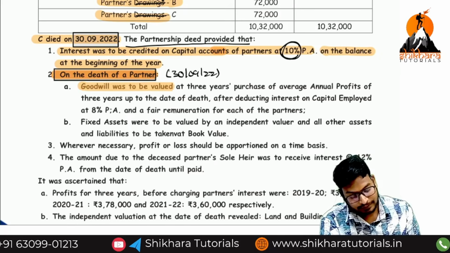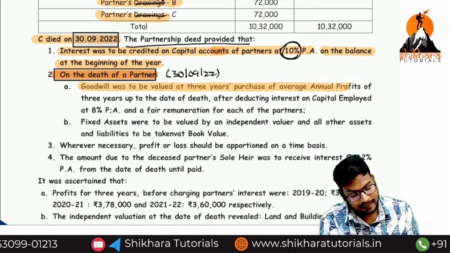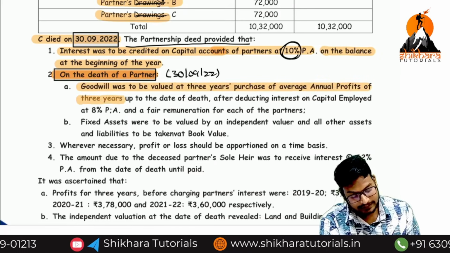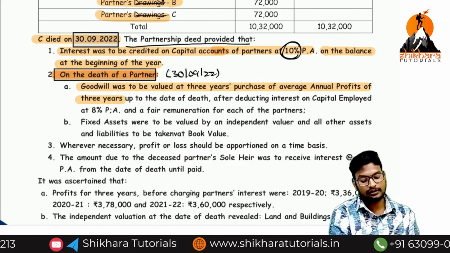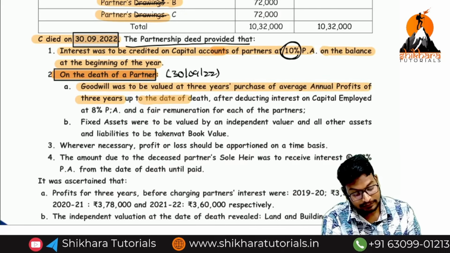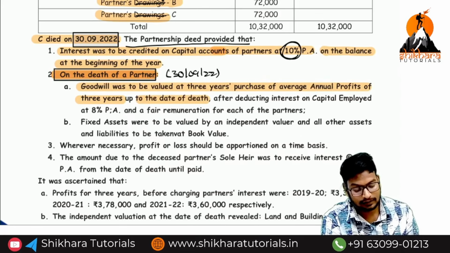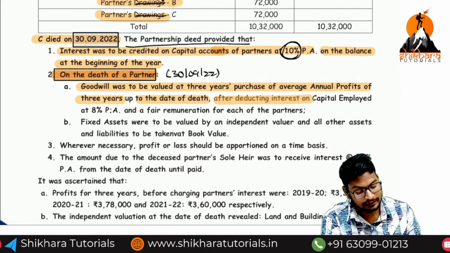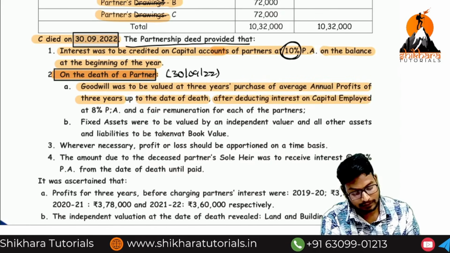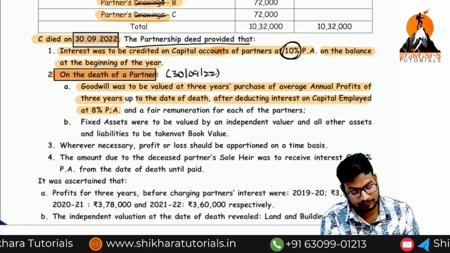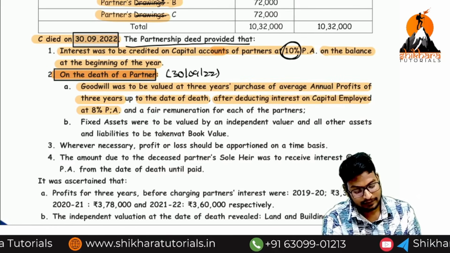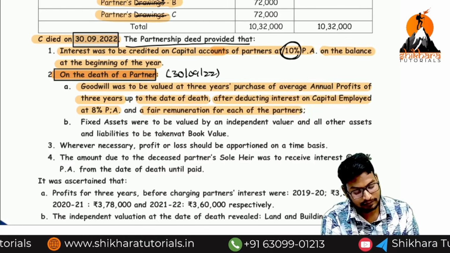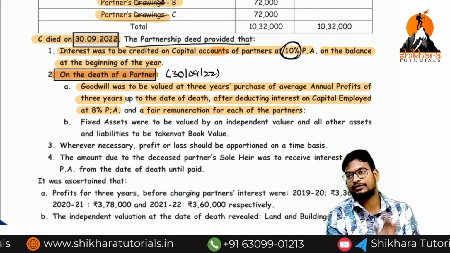The goodwill was to be valued at 3 years purchase of average annual profits of the 3 years up to the date of death, after reducing the interest on capital employed at the rate of how much, amma? 8% per annum. And fair remuneration of each partner.